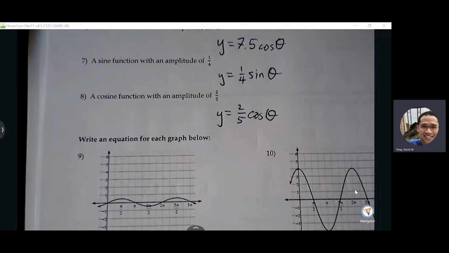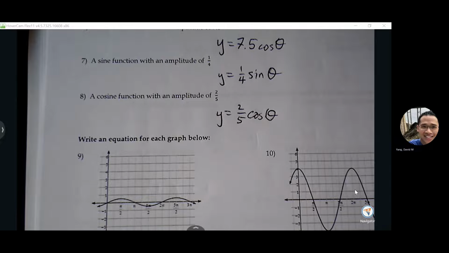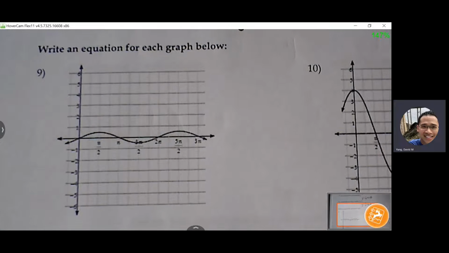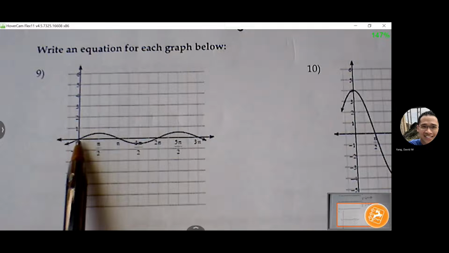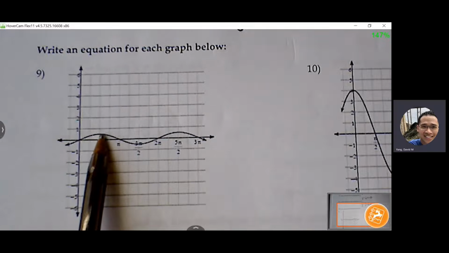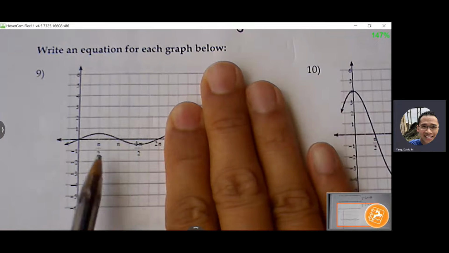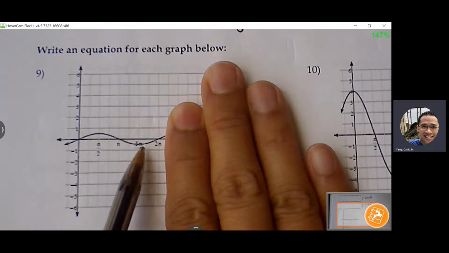Okay, number 9. Let's take a look at number 9 closely here. What function does that look like to you? Sine starts at 0, rises to its highest point, and completes its cycle within 2 pi. So we know that the b value is not going to change.